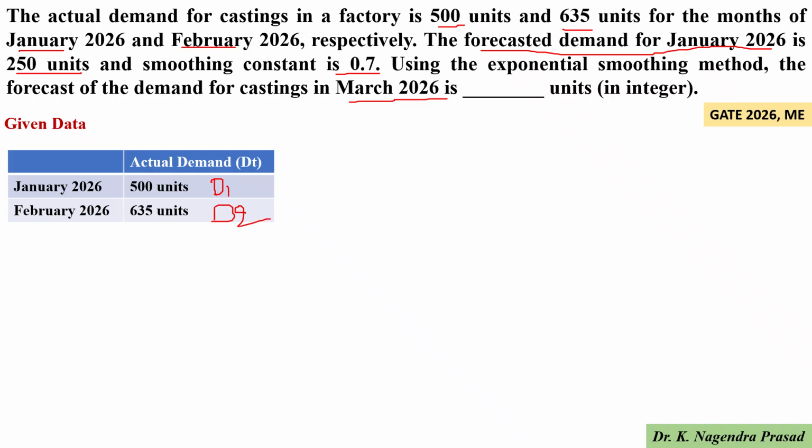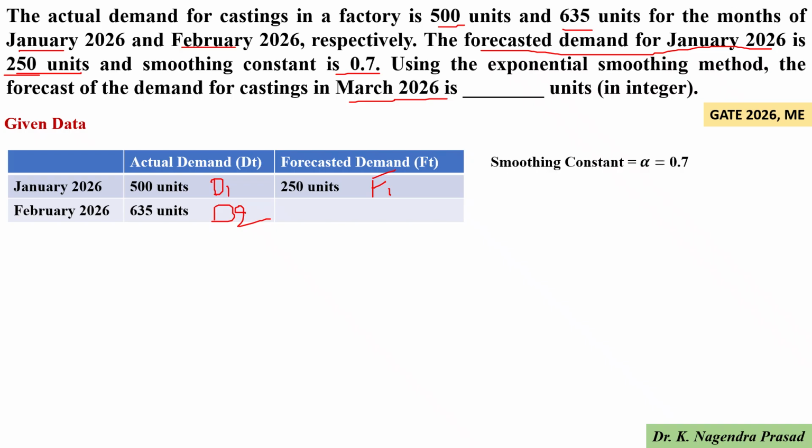And moreover, the forecasted demand for January 2026 is given as 250 units. So let's consider this as F1. So F1 is the forecasted demand for January 2026. And also the smoothing constant is given, which is alpha. Let's consider smoothing constant alpha equal to 0.7.